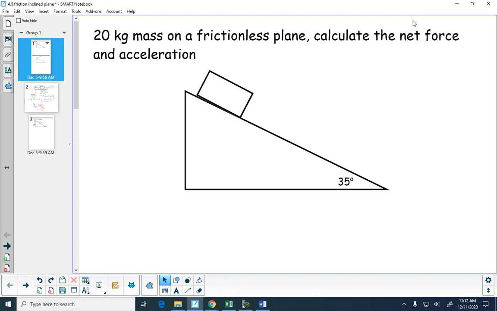Okay, it says 4.5, inclined plane problem. We have a 20 kilogram mass on a frictionless plane. Calculate the net force and the acceleration. And now we are frictionless here. Okay, so this goes back to what we talked about before. This is a frictionless plane. We are on smooth ice. Think of it that way.